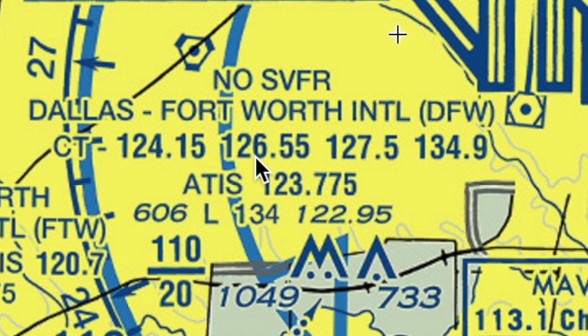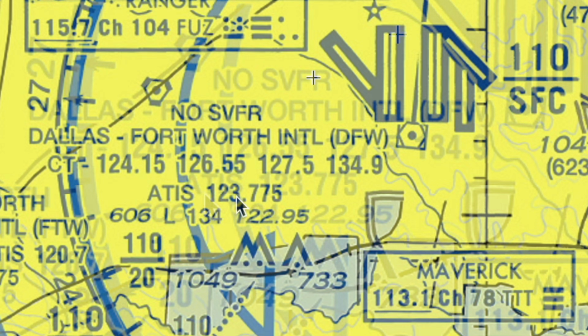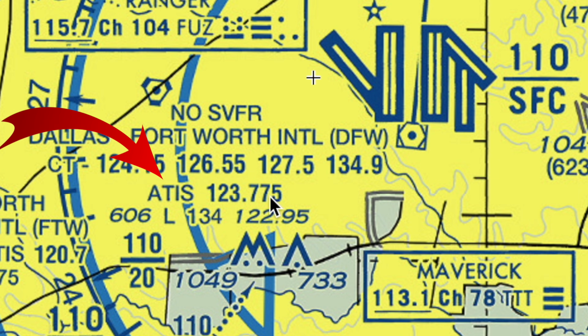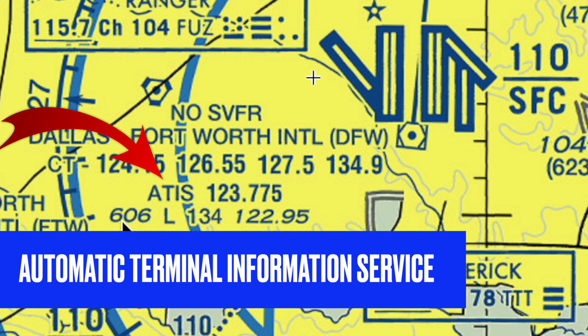All of those are control tower frequencies. Now let's jump down to where it says ATIS. What does that stand for? Well, I'll tell you. Automatic Terminal Information Service. This is a continuous broadcast of non-control information. It's used by pilots at airports.